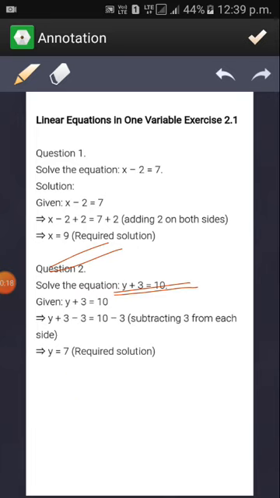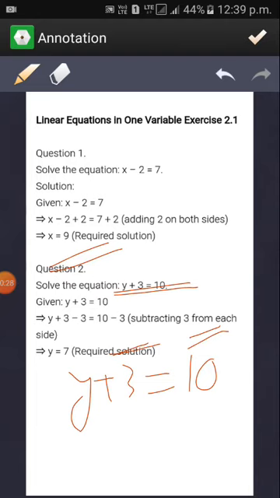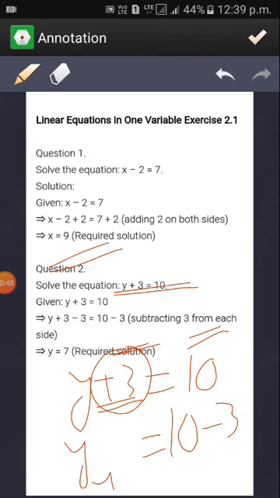Now we will solve it. y plus 3 is equal to 10. Here we have like terms 3 and 10, both known values, so these are like terms. So y, the equality sign, and here I have 10. I shifted this plus 3 to the right hand side, so it was plus 3, it will become minus 3. So the value of y will be 10 minus 3, which is 7.